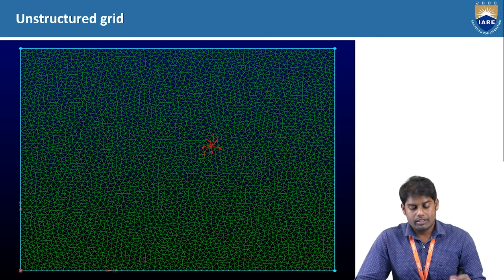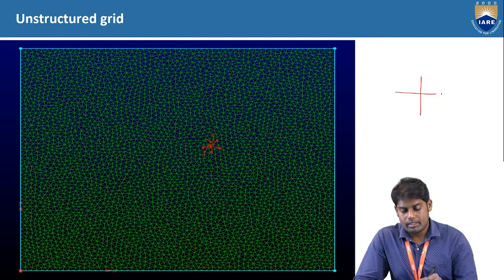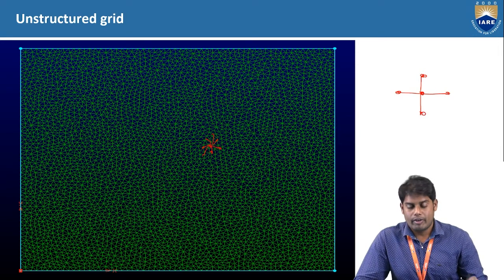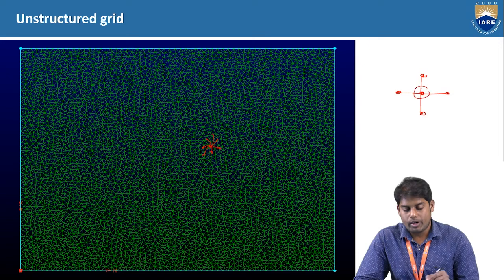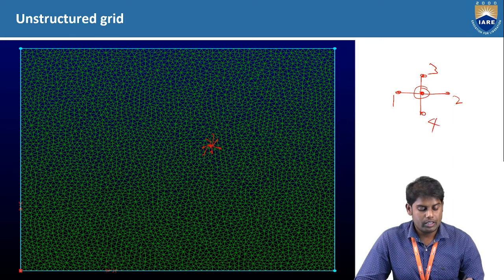But if you see a structured grid point, let's say this is a grid point, you have 4 neighboring points. Why? Because the solution at this grid point will be mainly influenced by point 1, let's say 2, 3 and 4. But here you can see, let's say this is the point of interest, but the neighboring grid points are very many. So the solution at this grid point will depend on all these neighboring grid points.